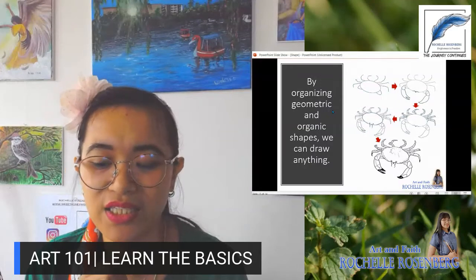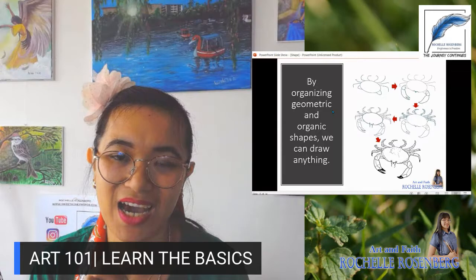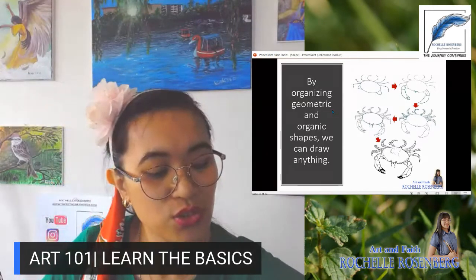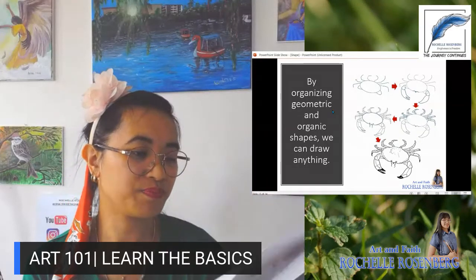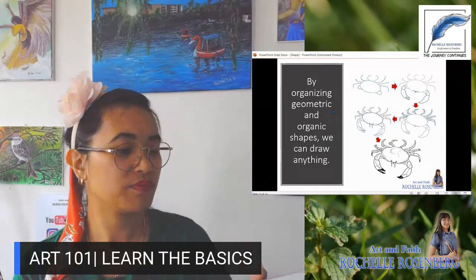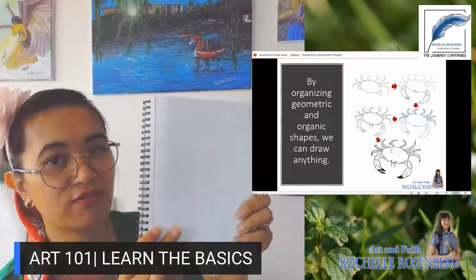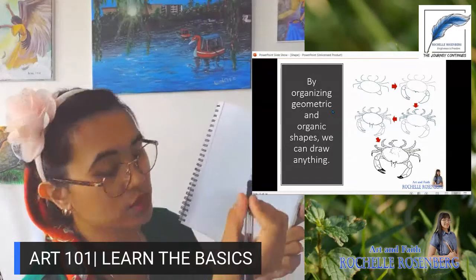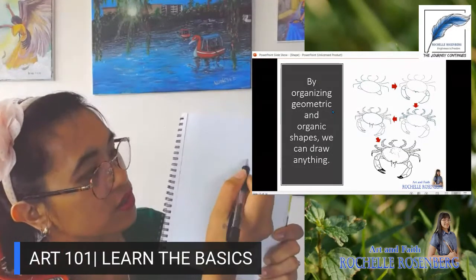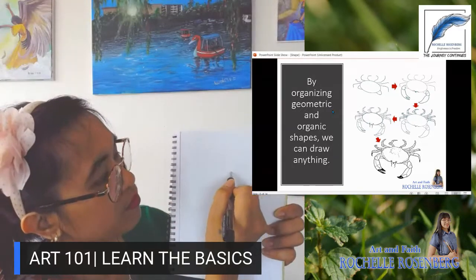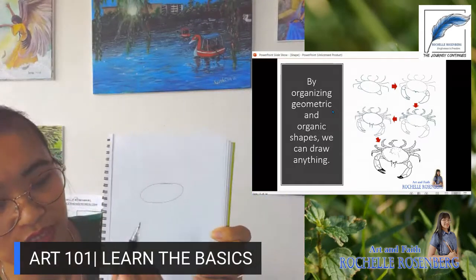By organizing geometric and organic shapes, we can draw anything. I mean, anything. I'm just gonna show you, for instance, we're gonna draw this with a pen, because then I will have no chance to erase it. So for example, we're just gonna look at the crab, all right? So I'll draw the crab. It's an oblong, you can see that.